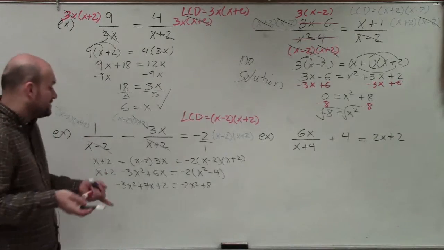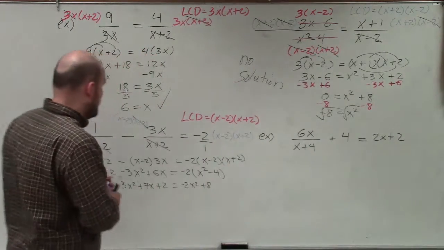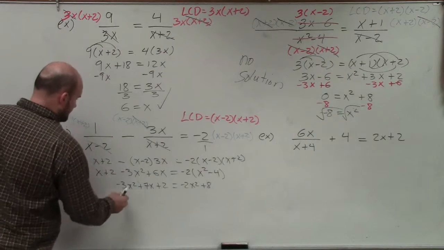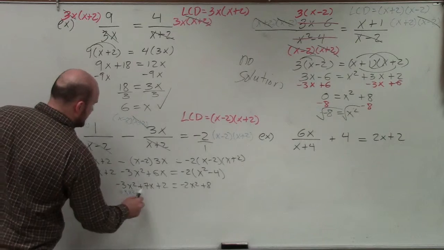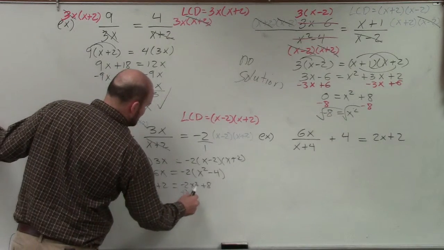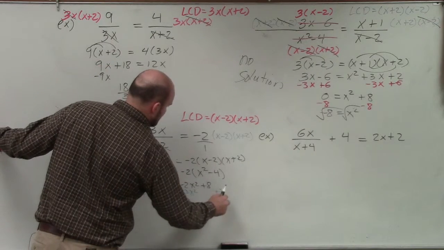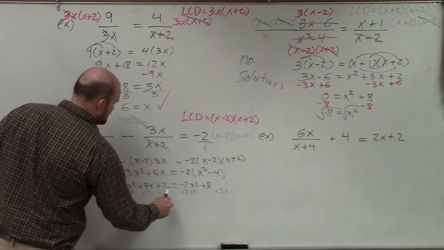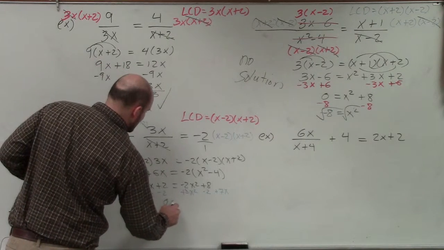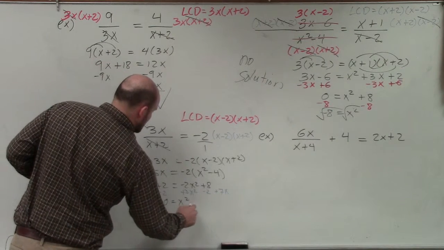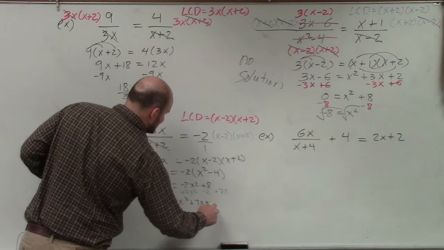OK, so now to go ahead and solve, again, I'm going to set them all equal to 0 so I can go ahead and factor. Well, I always like to have my quadratics be positive. So I'm going to add the 3x squared and solve for the x on the right-hand side. Therefore, I'll add the 7x on both sides. And then I'll subtract a 2 on both sides. So therefore, I end up with the quadratic 0 equals x squared plus 7x plus 6.